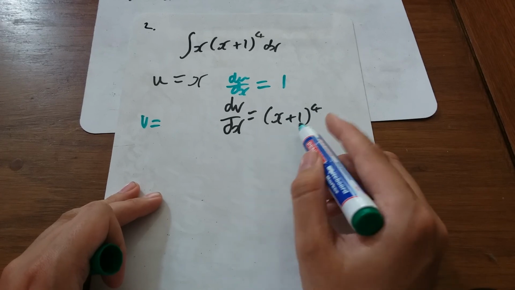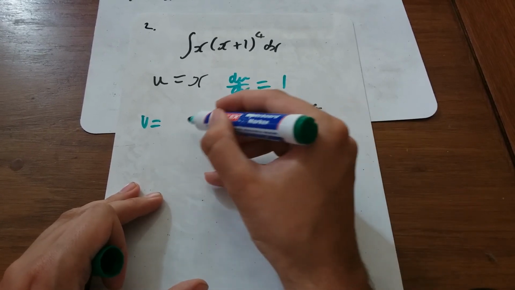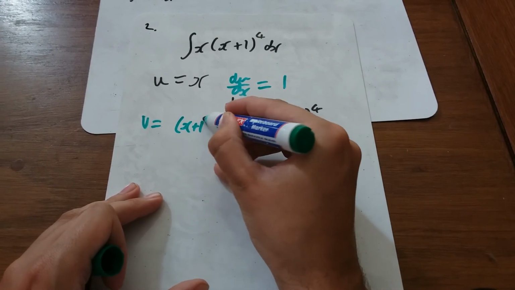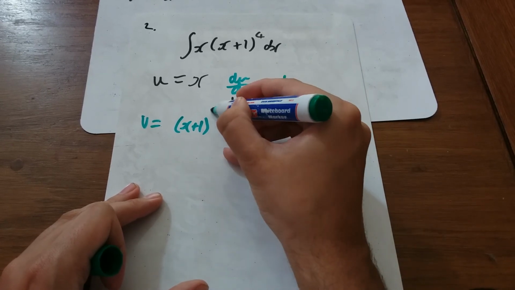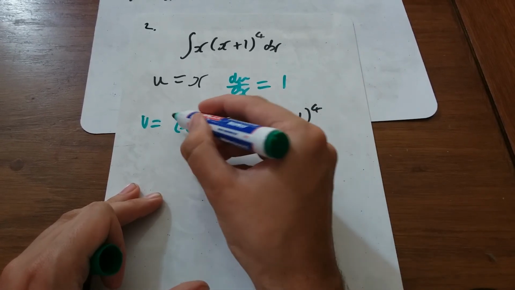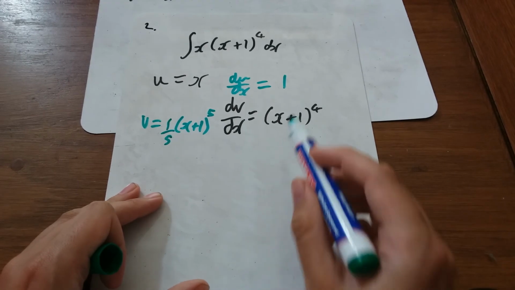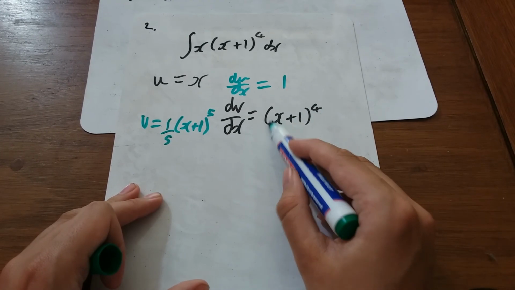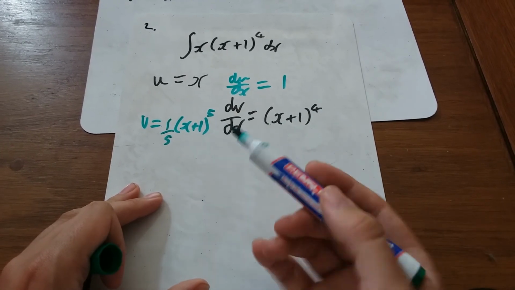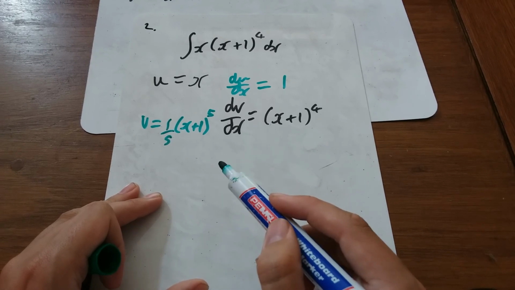We also need to integrate this one to give us what v is. Well, we can use the reverse chain rule that we did last lesson. So we're still going to have the thing in the bracket. We add 1 to the power. We divide by the new power. And then we're going to divide by a, which in this case was just 1, so dividing by 1 doesn't change anything.